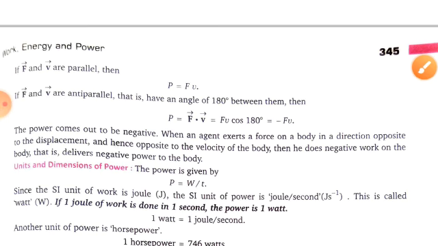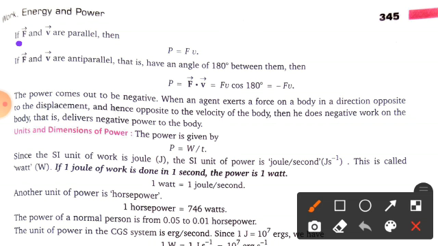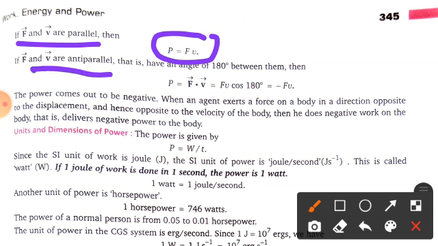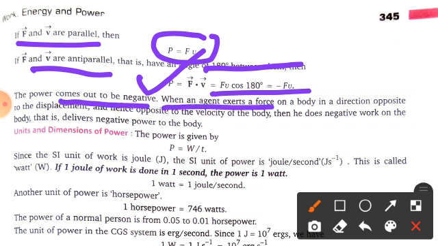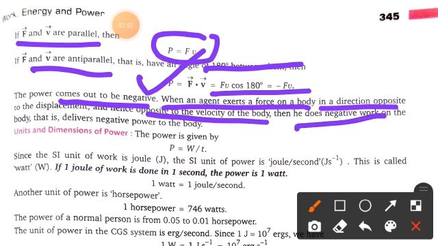Now what happens if the direction of force and the velocity are parallel? In that case you can write in magnitude form: P is equal to Fv. And if they are anti-parallel, meaning the velocity and the force are anti-parallel, there is an angle of 180 degrees between them. So you can write P is equal to vector F dot vector V, which is Fv cos 180, that is minus Fv. The power comes out to be negative when an agent exerts a force on a body in a direction opposite to the displacement, hence opposite to the velocity of the body. Then it does negative work on the body and delivers a negative power to the body.